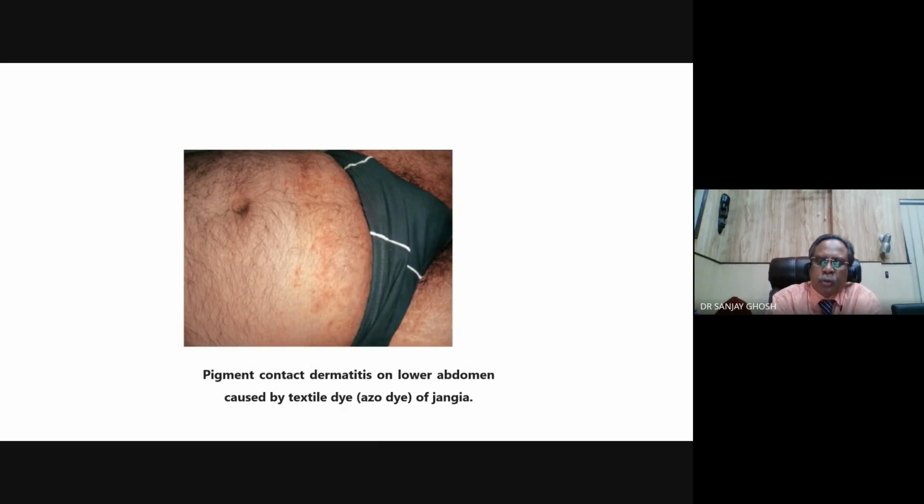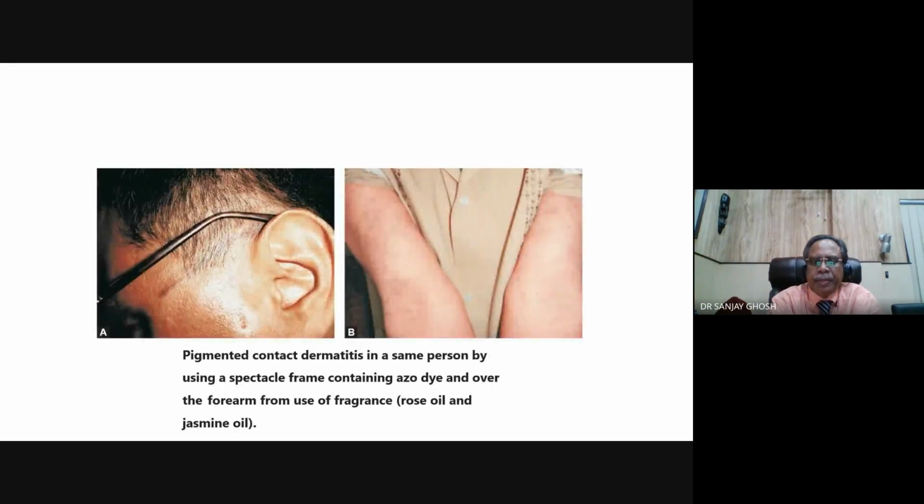And this is from dark clothes; the azo dye of the clothes can cause pigmented contact dermatitis. These are very common dark colored clothes. Dark colors cause not only pigmentation, sometimes we get lots of allergy, and scrotal dermatitis is a very common result of dark colored clothes. Scrotal dermatitis also needs a patch test whenever it is refractory. From the specs, we can see the frame, again the dye, and the forearm; the same patient can develop pigmented contact dermatitis from different elements in his body, in two different areas.